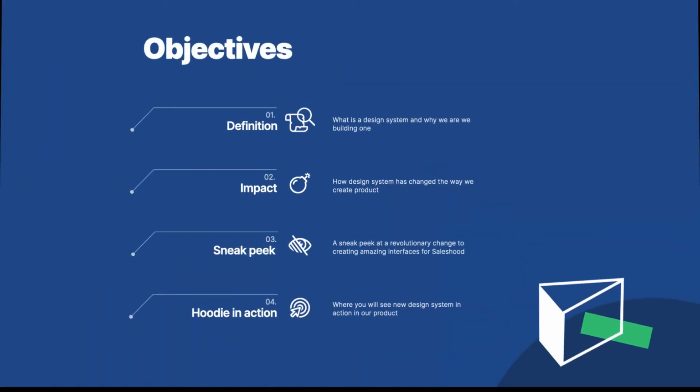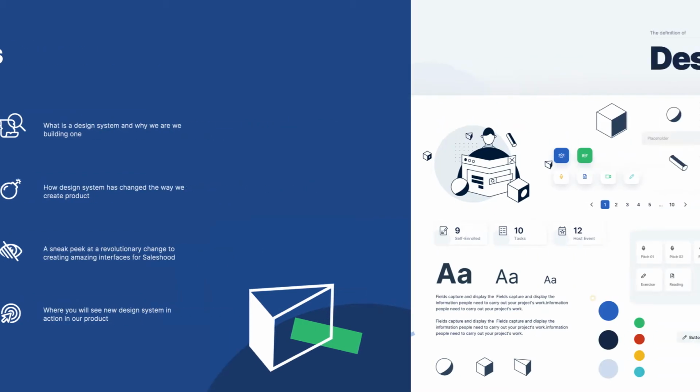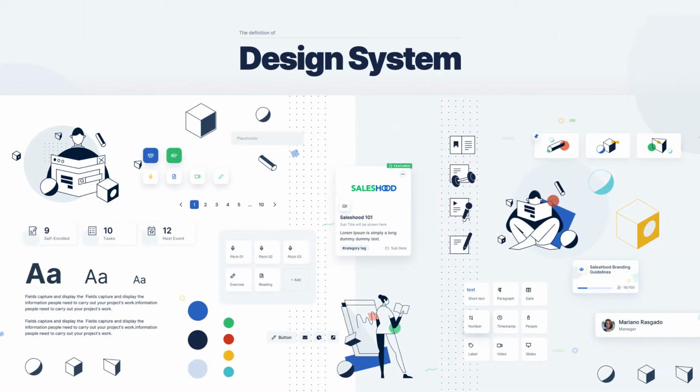So, what we are going to do today is give you a sneak peek at our Hoodie design system, starting with what it is, why we need to build it, what the benefits are, and most importantly, how it would change the way we build Saleshood in the future. In this talk, I will dive into the change in process and how we apply the design system, not the underlying technology.